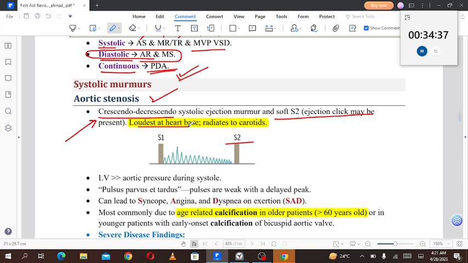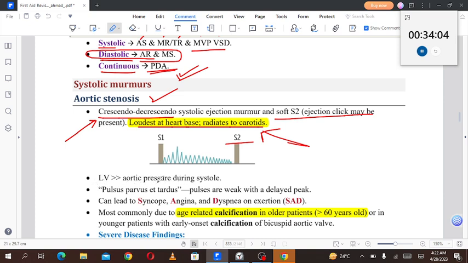It is loudest at the heart base and radiates to the carotids. It is very important that the aortic stenosis murmur radiates to the carotids. The radiations are important. If we talk about aortic stenosis, we will talk about radiation to the carotids. If we talk about mitral regurgitation, there will be radiation to the axilla. If we talk about PDA, patent ductus arteriosus, the radiation will be towards the back. The same is true for coarctation of the aorta. We'll see each murmur on its respective topic, but for right now remember that the aortic stenosis murmur radiates to the carotids.